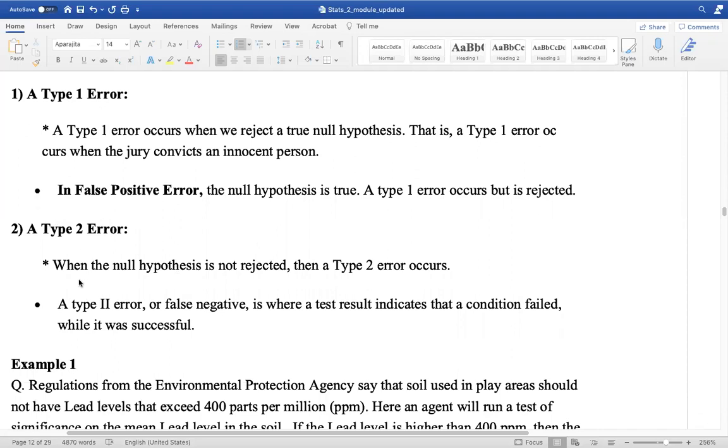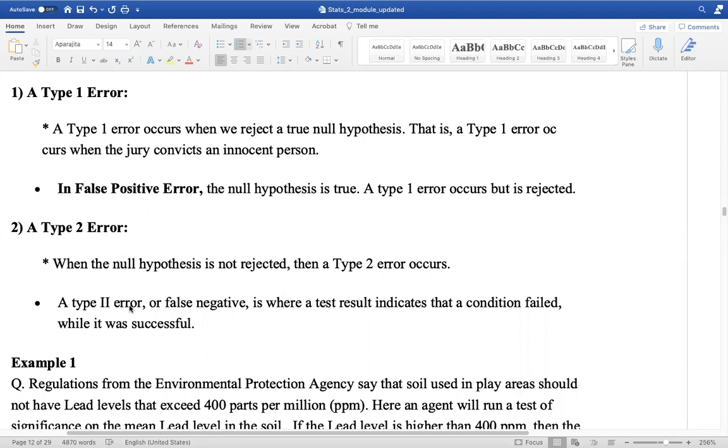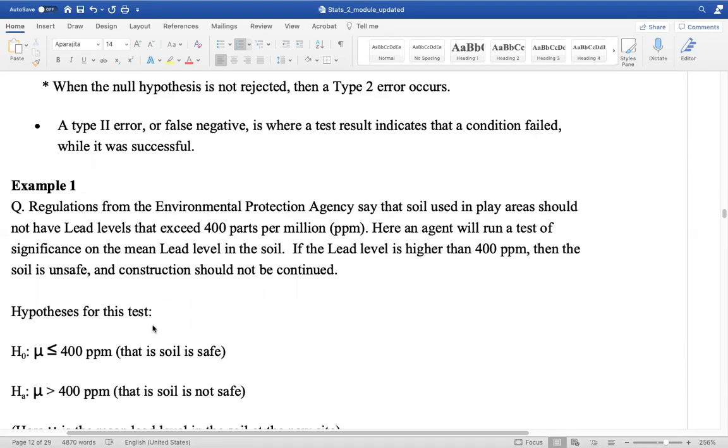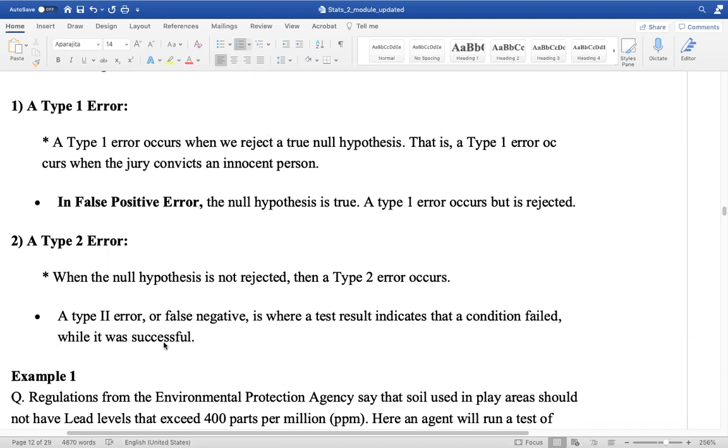A type 2 error occurs when the null hypothesis is not rejected. When we are rejecting the null hypothesis, we are getting the type 1 error. When we are not rejecting the null hypothesis, that means we are accepting it, and in that situation we are getting the type 2 error. This type 2 error is a false negative, where the test result indicates the condition failed, but it was actually successful. So these are the two types of errors.